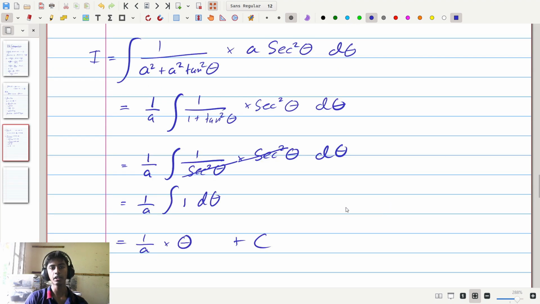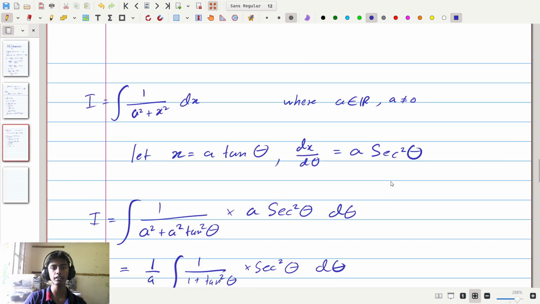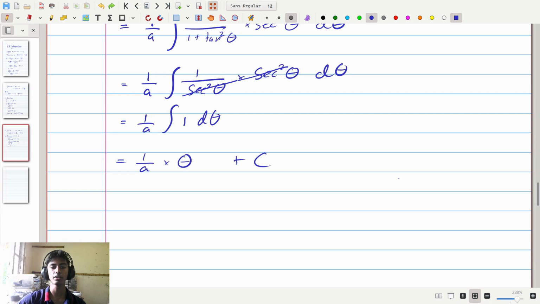Now then, recall that we do not want to leave our answer to our integral in terms of our substituted variable. We want to have it in terms of the original variable. In this case, we had x equal to a tan theta. Therefore, if we want to get back to our original variable of x, we need to write theta in terms of x. Rearranging this equation, we can do exactly that. What we have is that x is equal to a times the tangent of theta. Dividing both sides by a, we get the tangent of theta is equal to x divided by a.